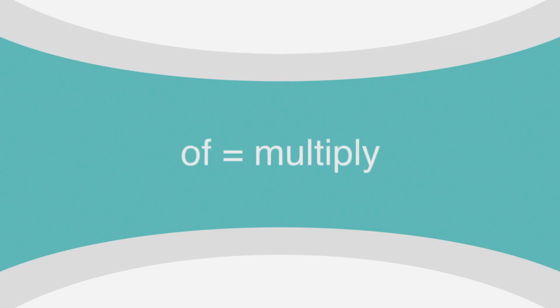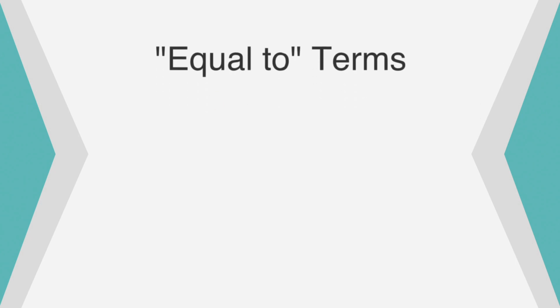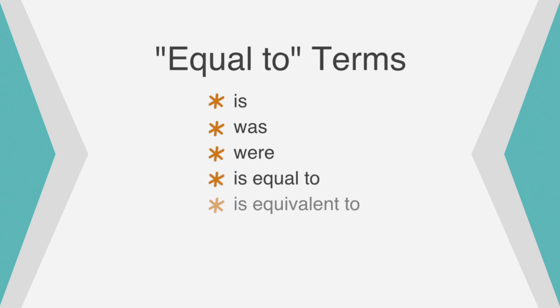Don't forget, converting terms into fractions works with variables as well as exact numbers. Whenever we turn words into equations and see the word of, we know to multiply. Whenever we see the following words, we know those words are telling us to write an equal sign: is, was, were, is equal to, is equivalent to, yields, and represents. Now that we've broken down the meaning of the terms, let's practice translating these terms into equations on a problem.